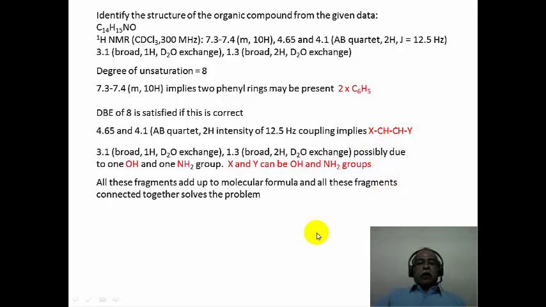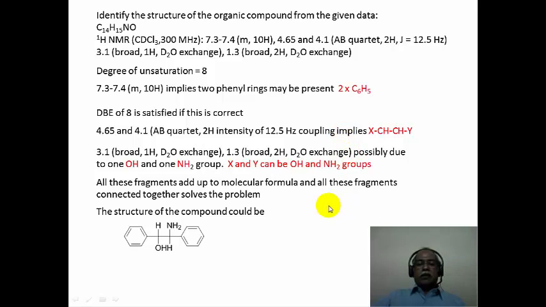So if you put in all these fragments together, that is the OH, the NH2, the C2H2 and the C6H5, that essentially satisfies the molecular formula, which is C14H15NO. It also satisfies the degree of unsaturation because each phenyl group corresponds to 4 degrees of unsaturation. So the two phenyl groups will take care of the degree of unsaturation in this molecule. There is no other unsaturation, such as a carbonyl functional group, in this molecule because the degree of unsaturation is already satisfied by the two phenyl groups.